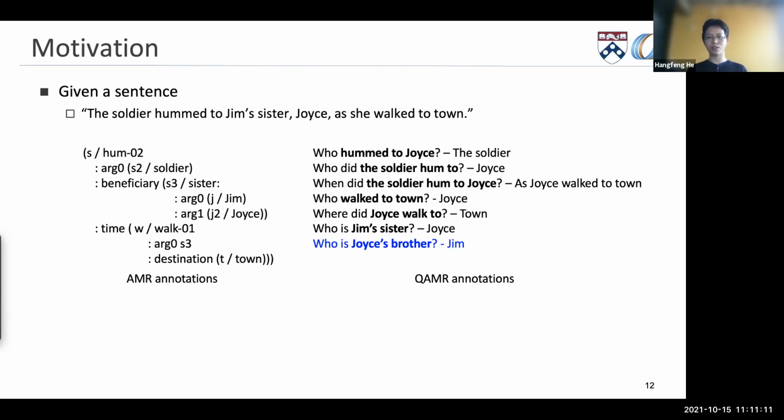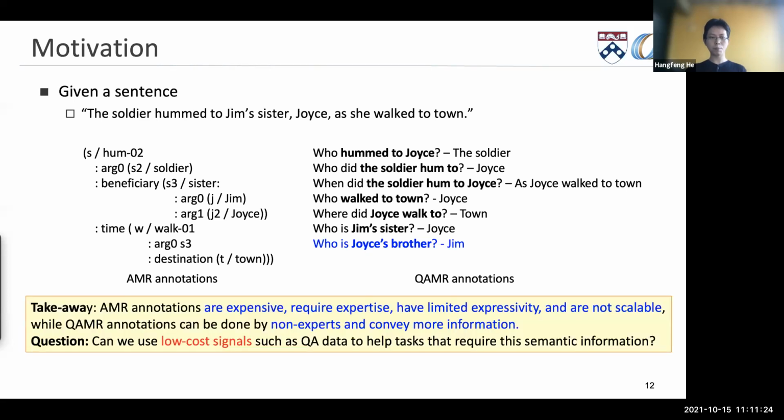The most interesting question is the last one, who is Joyce's brother? And the answer is Jim. In the sentence, we simply say Jim's sister Joyce, but in QA pairs, we can also know the reverse relation, which is not covered by traditional frameworks. The takeaway here is that AMR annotations are expensive, require expertise, have limited expressivity, and are not scalable, while QAMR annotations can be done by non-experts and convey more information.